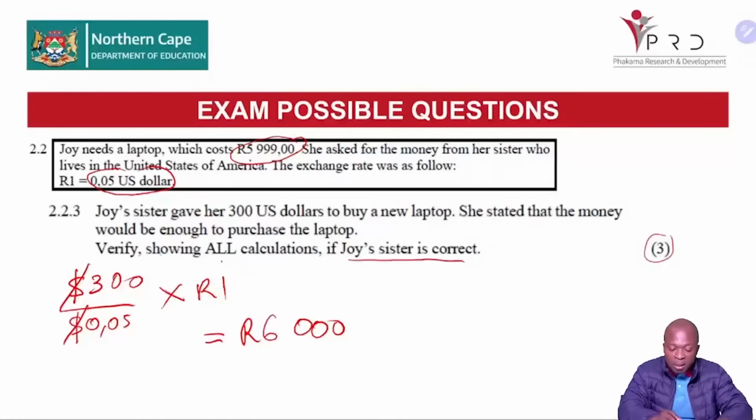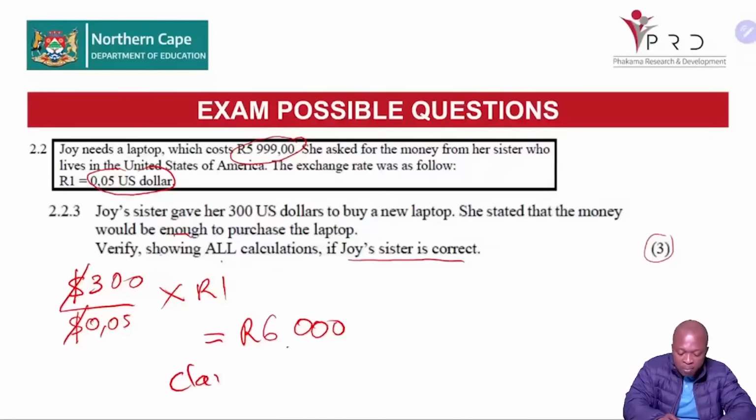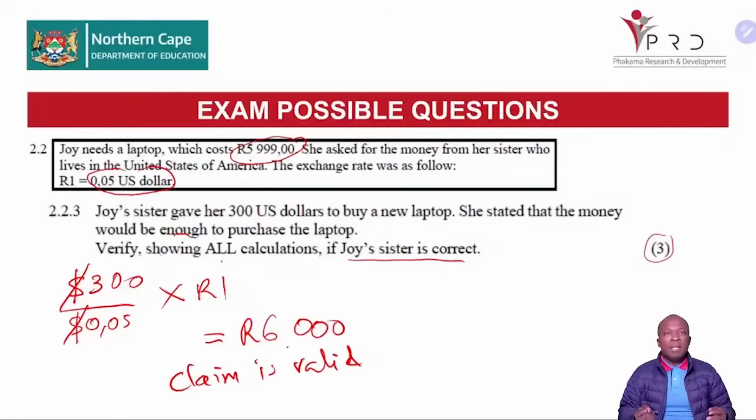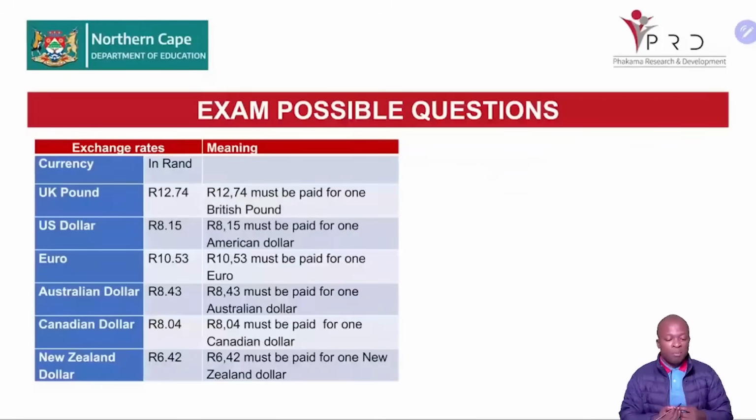The sister, because the sister said the money will be enough. How much is the laptop? 5,099, and we have got 6,000. So the claim is valid. Our claim is what? Valid. Why? Because after we have exchanged, we got more than the price of the laptop.